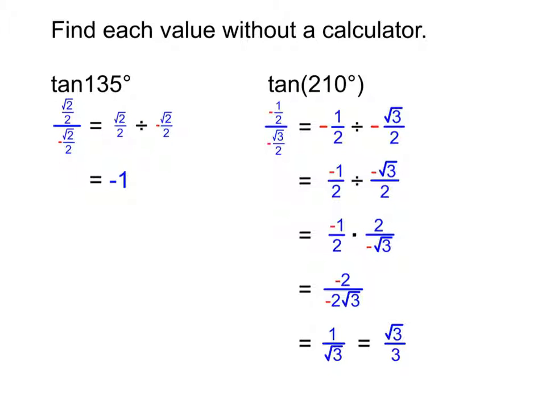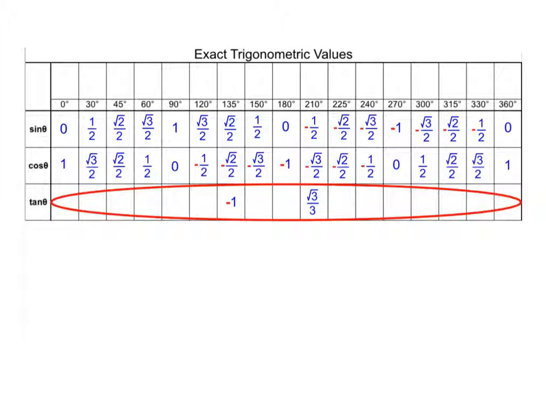All right, so having seen those two, I can go ahead and fill those into my table, so I know 135 now has a tangent of negative 1. Fill it in. Tangent of 210 degrees is root 3 over 3. What I'd like you to do now is fill in all of the rest of those values. I'm going to give you just a couple minutes because you only need a couple minutes. Fill in all of the rest of those tangent values.